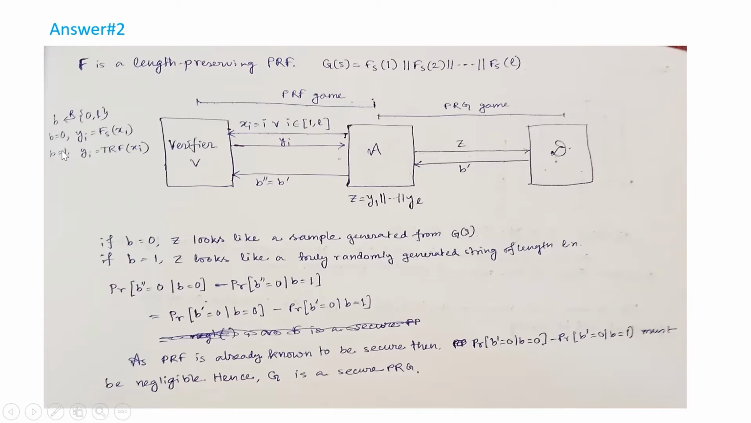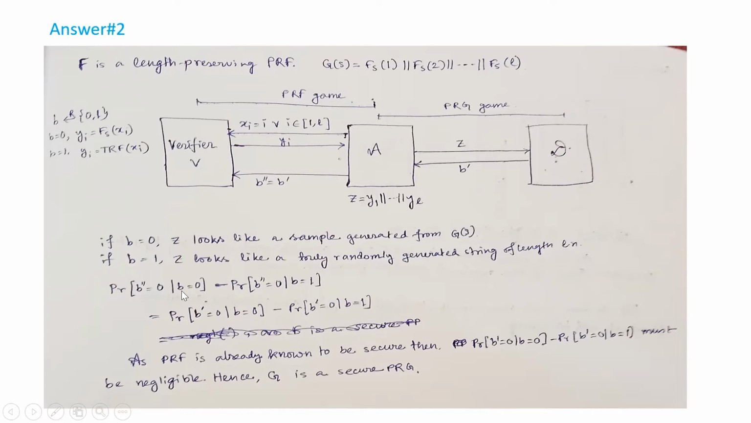And also, if B were actually 1, that is, the yi's were generated from a truly random function, then each yi being truly random, the concatenation of all these L number of yi's will also be a truly random string. So the view of distinguisher D is as expected. And then we say that the probability that B double dash is 0, B double dash being whatever adversary A gets as the distinguishing bit B dash from distinguisher D, it just replies to the verifier the same bit, B double dash equal to B dash. The same bit it returns to the verifier to say whether it is communicating with PRF or TRF.